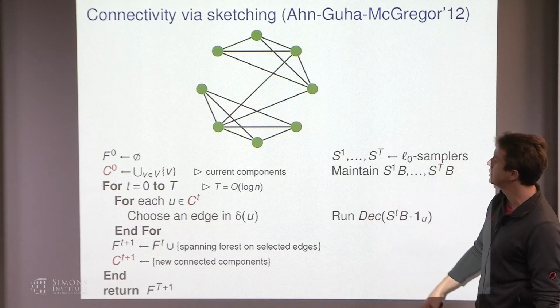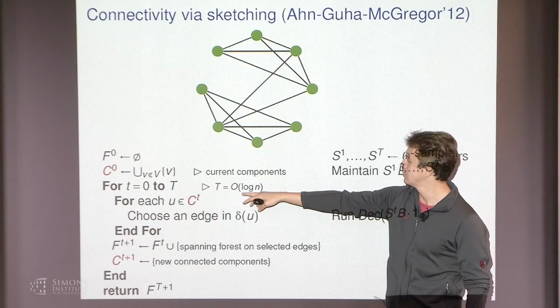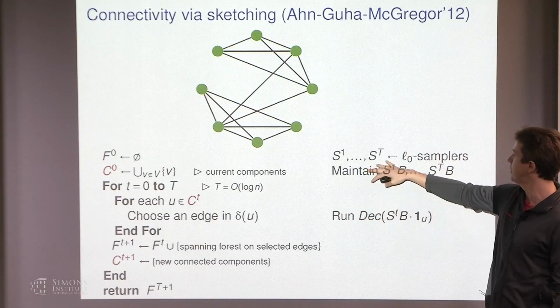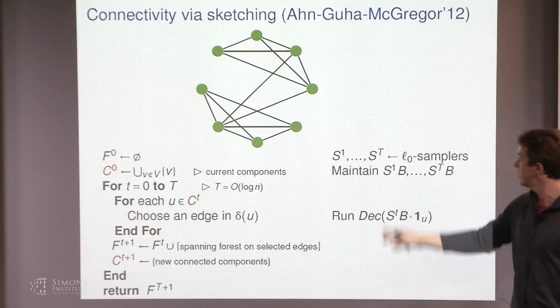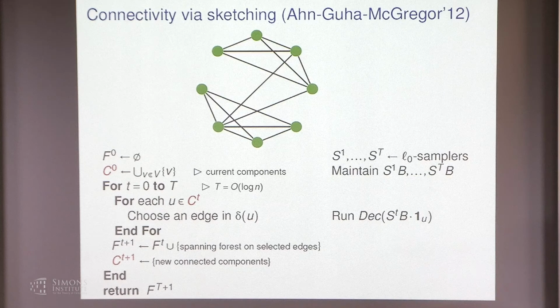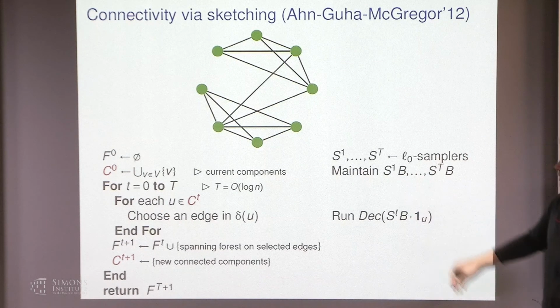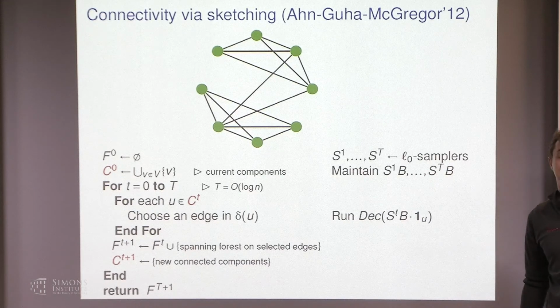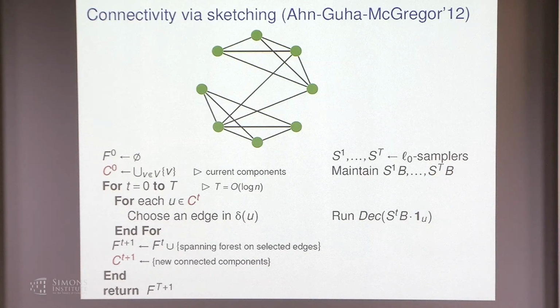How many times will we need to do this? Well, we know that the algorithm will run for order log n steps. So let's prepare sketches. Let's prepare L0 samplers, S1 through ST. So T is order log n. That's an upper bound on the number of iterations of this algorithm. And now, as the edges of the graph are coming in, our algorithm will maintain S1 times B, S2 times B through ST times B. Independent L0 sampling sketches for the edge incidence matrix.